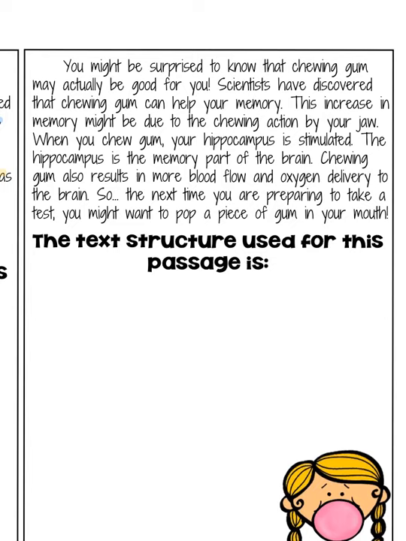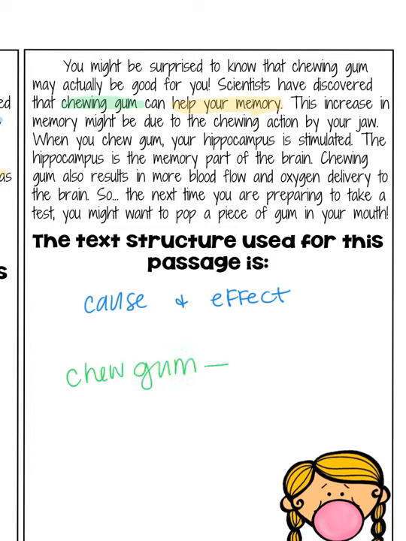This text structure is cause and effect. And this passage was a little tricky. The effect is that your memory might be helped or improved. The cause is chewing gum. So if you chew gum, that will lead to better memory.